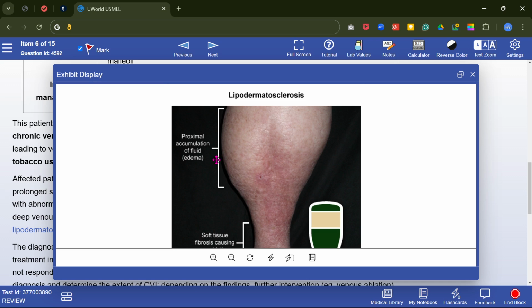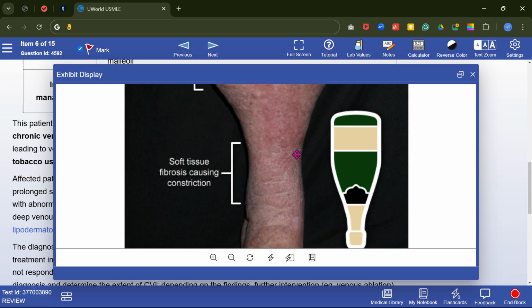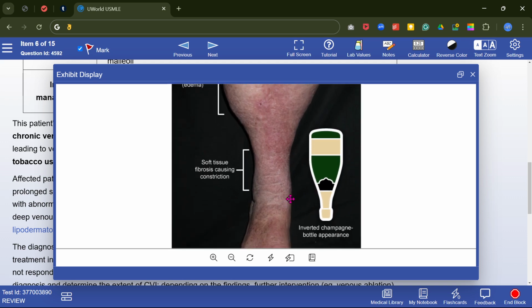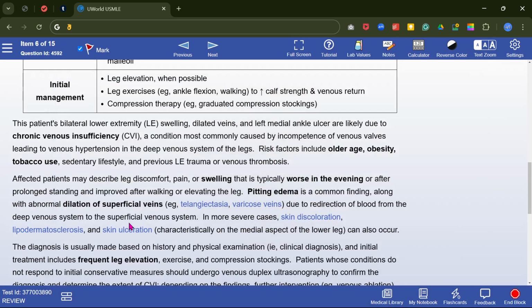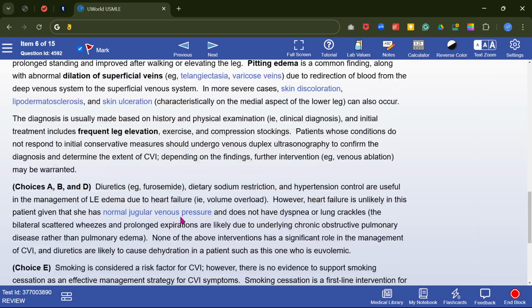Lipodermatosclerosis is a proximal accumulation of fluid. Lipodermatosclerosis has an inverted champagne bottle appearance, with soft tissue fibrosis causing constriction. This one is a venous insufficiency ulcer.